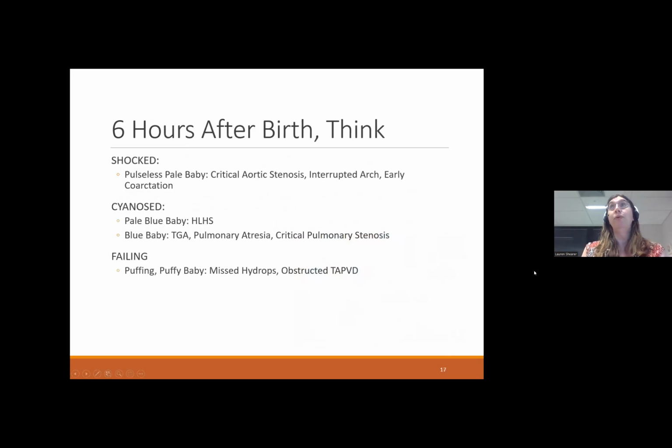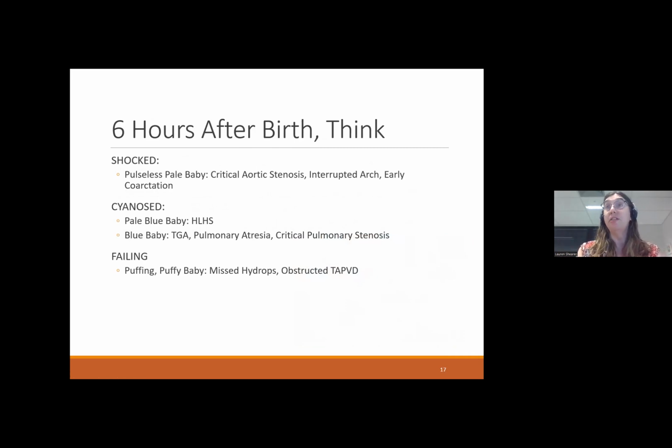After the child is born, if we don't know what to expect, what we need to be thinking is: is the baby shocked? So the pulseless and pale baby, think about those critical stenosis, interrupted arch, and occasionally a coarctation of aorta. The cyanosed babies, think about pale blue babies. The very complex congenital heart disease can present at this stage, but for a blue but not all that unwell seeming baby, we're often talking about shunting lesions and mixing lesions.